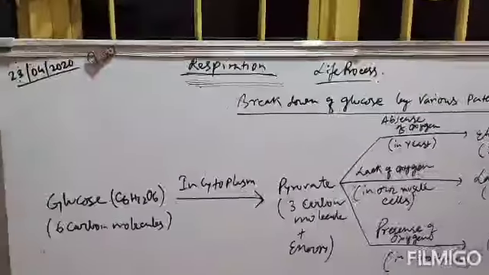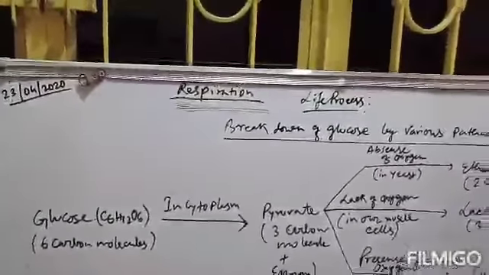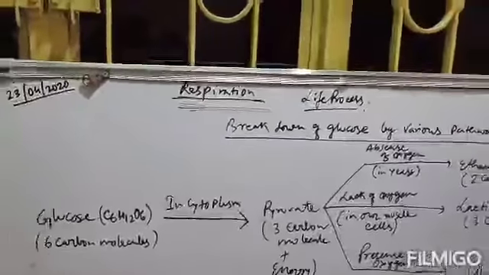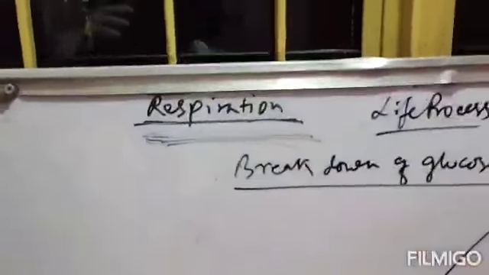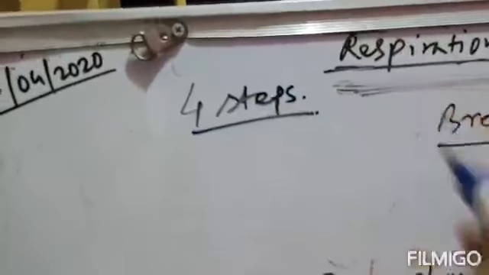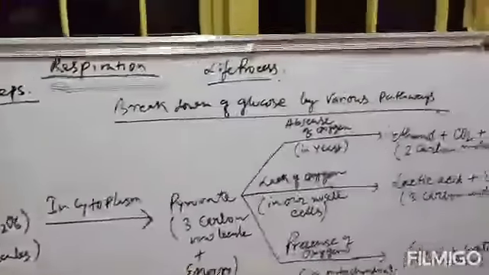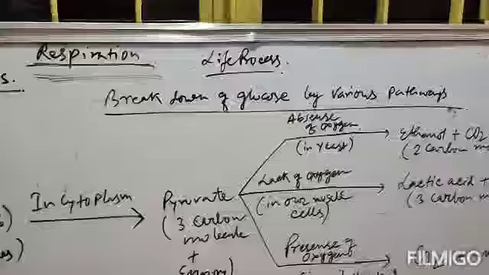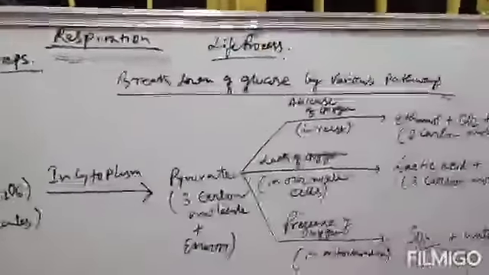So what is respiration? Respiration is breaking down of glucose or breaking down of food to release energy. It is a process of breaking down of food or glucose, that is oxidation, to release energy. Clear? So this was the definition of respiration, and there are altogether 4 steps. In this session we will study in detail how glucose or food is broken down through various pathways.